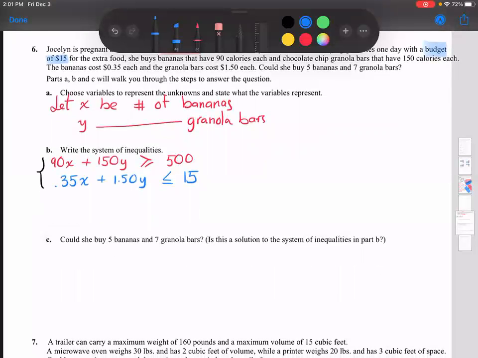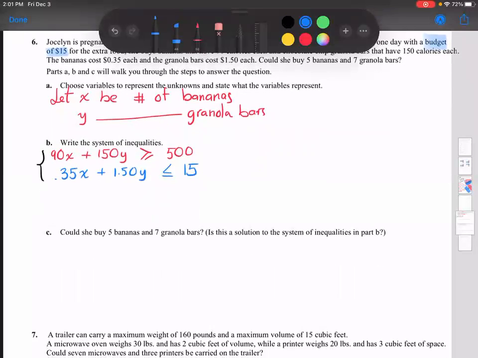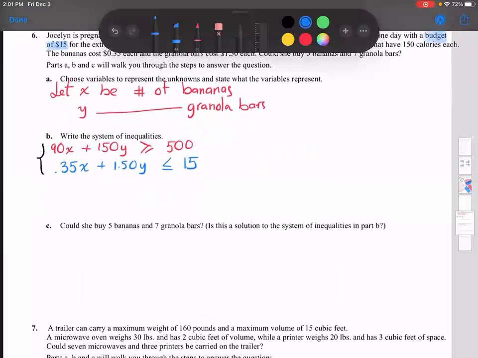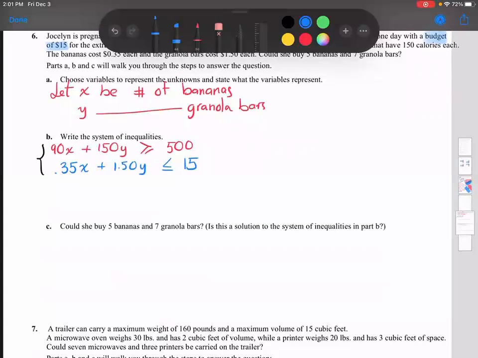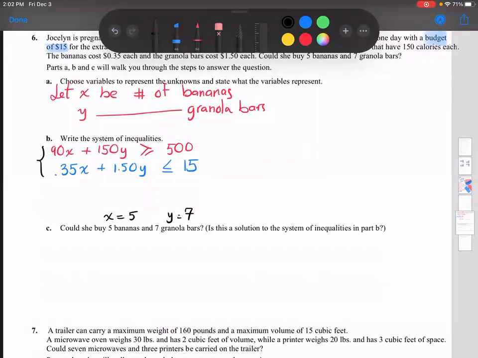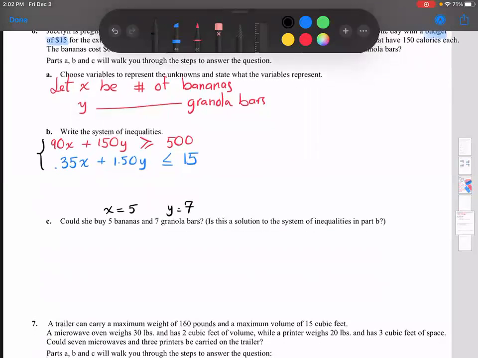We don't have to graph this, according to the problem. Part C is, could she buy 5 bananas and 7 granola bars? X equals 5 and Y equals 7. If she can buy that, that's a solution of the system. All you have to do is plug it in and see if it's true or false. If it's true, then yes, she could buy that much. If it's false, she went over budget. All right, plug it in.